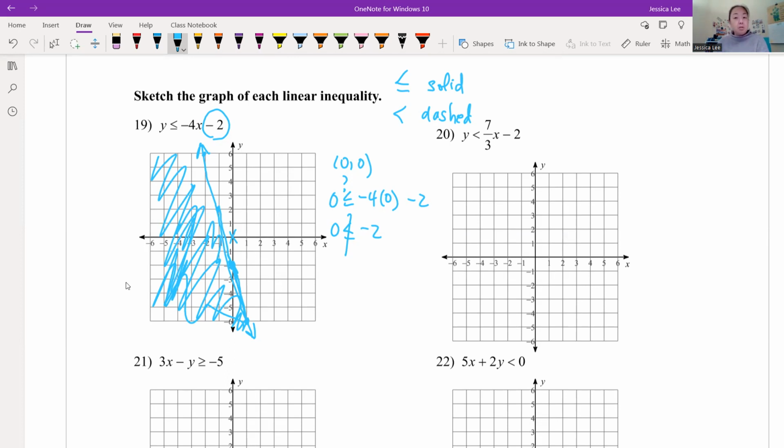Either way you want to do it works, but this only works when you have it in slope-intercept form. It does not work when it's in standard form. You can't do that unless you change it to slope-intercept form, and then you can use that form. All right, so let's try this one, negative 2.